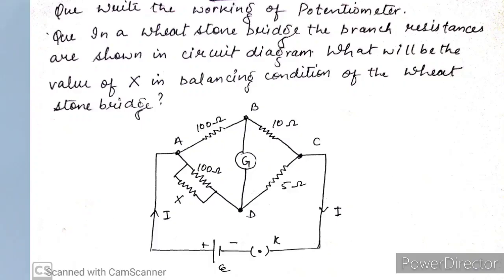Now moving towards our next numerical, and this numerical I have already given you for your homework. I hope that you are able to solve that, and even if you are facing any problem, here I am just giving you the solution of this numerical. Now the question is, in a Wheatstone bridge, the branch resistances are shown in the following circuit diagram. What will be the value of X in the balancing condition of the Wheatstone bridge? And your diagram is here.